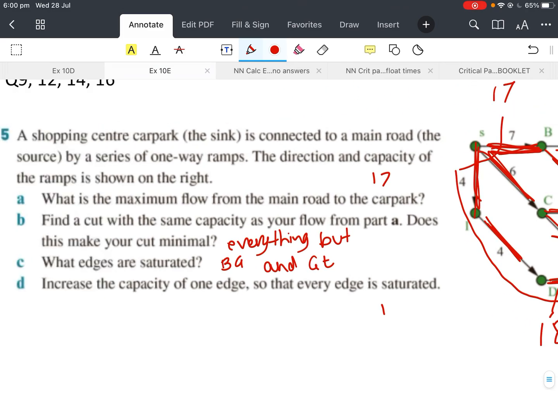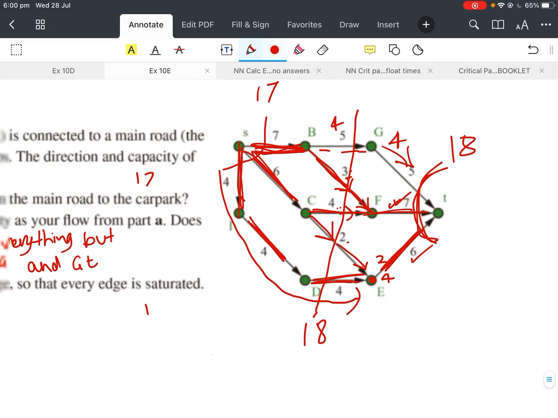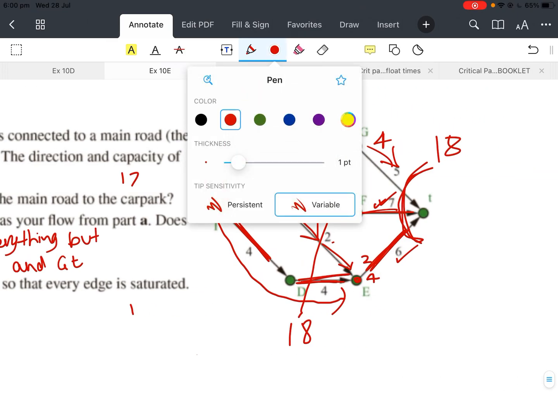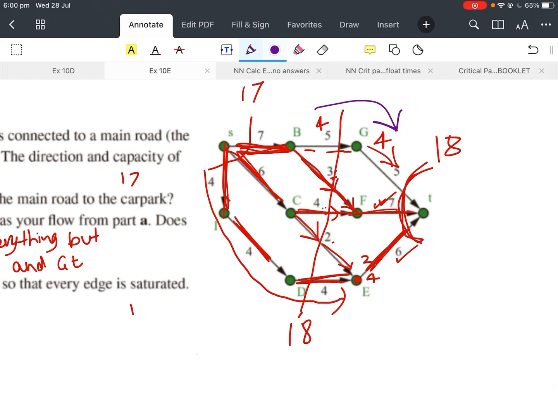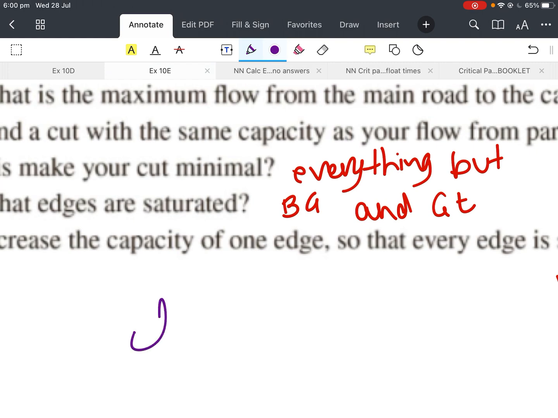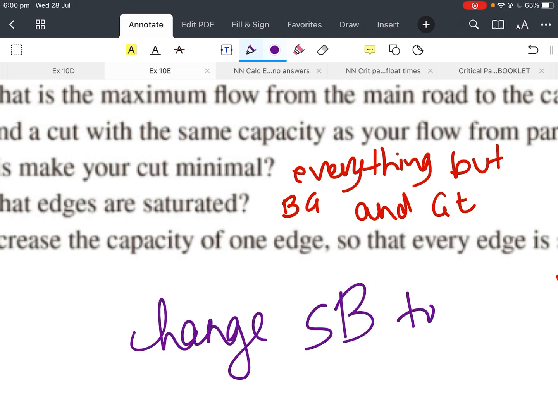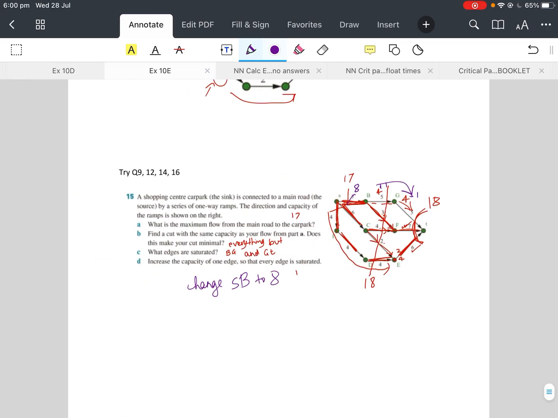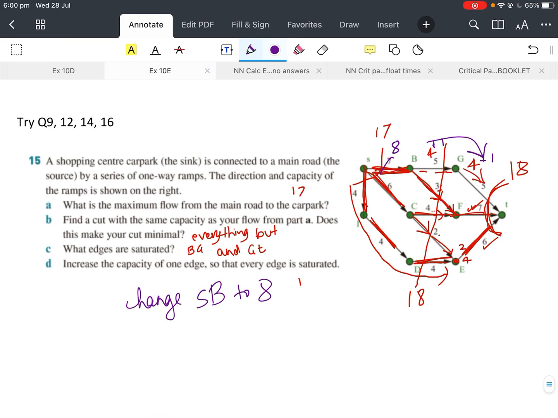Increase the capacity of one edge so that every edge is saturated. Okay, I'll do that one in purple. Well, we know that we only need to do something with these two, and they're both just 1 down, aren't they? So if I increase that one by 1 to an 8, that's going to add 1 to each of these guys, which will make them 5. So if I change SB to 8, then all edges will be saturated.